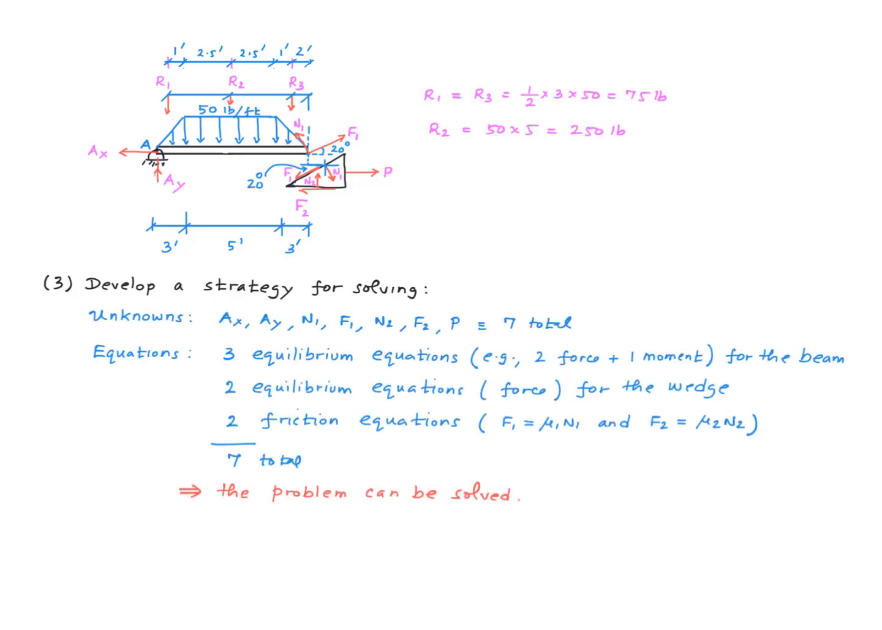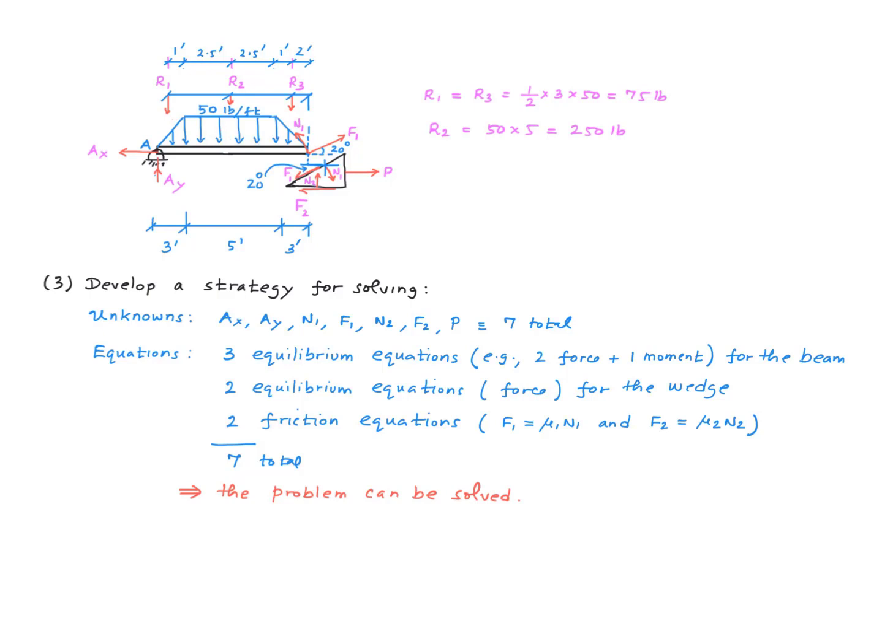Now let's go ahead and develop a strategy for solving the problem. We list the unknowns and we figure out where the equations are going to come from for solving the unknowns. Between the two free body diagrams, these are the unknowns, right? Ax, Ay, N1, F1, N2, F2, and P. So we have a total of 7 unknowns.